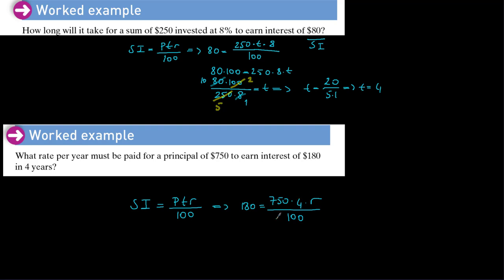So to solve this one, first I'm going to leave R alone, and in the first step I should send 100 to the other side, which means 180 times 100 is equal to 750 times 4 times R. Which means that here I'm going to send this to this side, which is 180 times 100 divided by 750 times 4, and that is equal to R. Here is the important part.